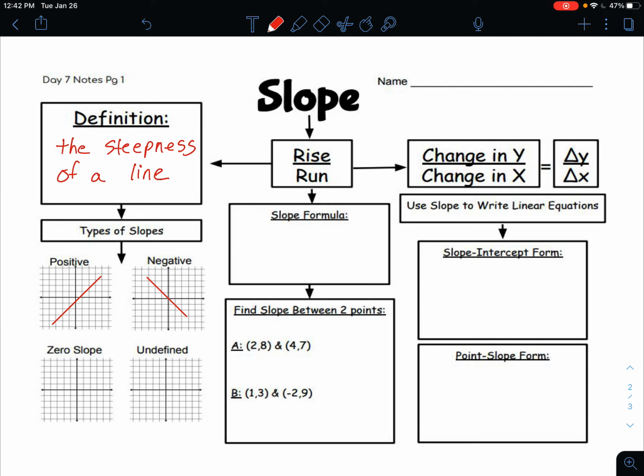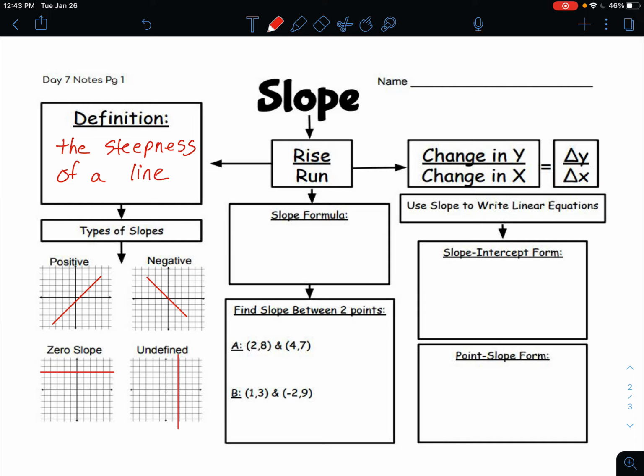Let's see if I can make that horizontal line. Let me try that one more time. There we go. So straight across means zero slope, so slope of zero. And if it's a vertical line, that's called undefined slope. The reason being is that you would have zero in the run, and you can't divide by zero. If you try to do that, you'll get an undefined answer on your calculator. So if it's straight up and down like a wall, that is an undefined slope. If it's straight side to side like a floor, that is zero slope.